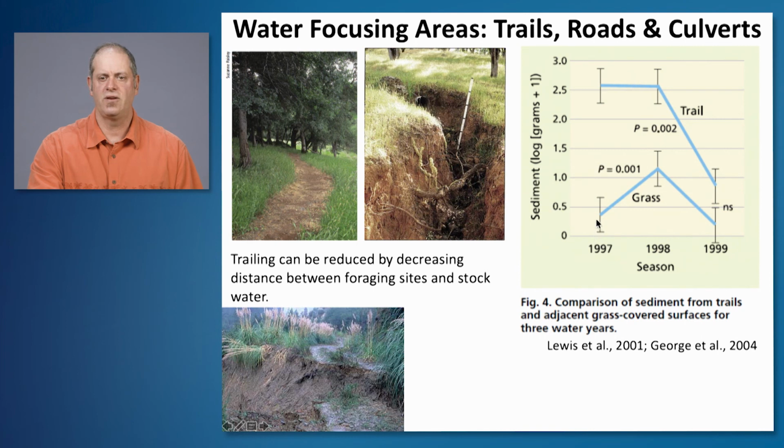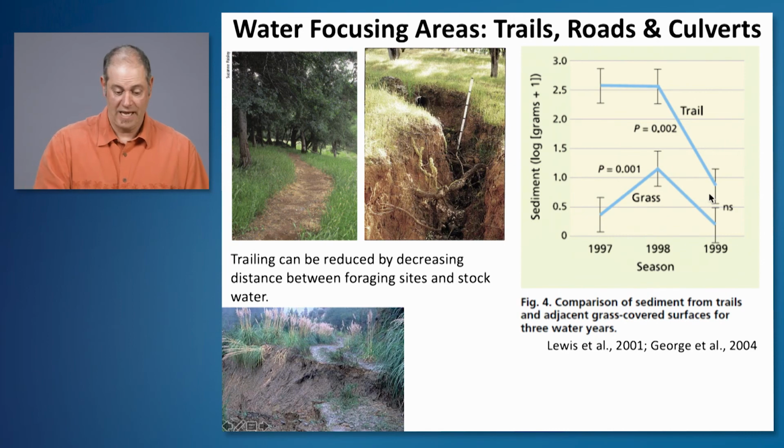And so any difference is an order of magnitude difference. So, 1 unit change is a large difference. And so what this graph shows is that trail erosion was significantly higher in 1997 and 98 compared to the adjacent grass. In 1999, it was not, because the rainfall was much more gentle and much less of it.